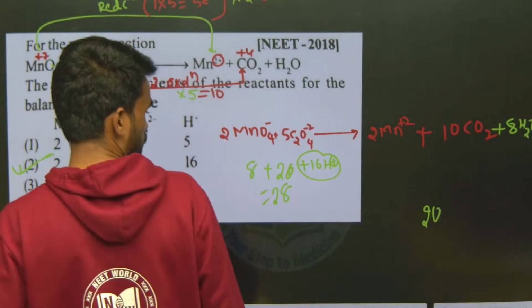Next, we'll do balancing in basic medium. For that I am taking Cr(OH)3 plus IO3 minus giving CrO4 2 minus plus I minus.